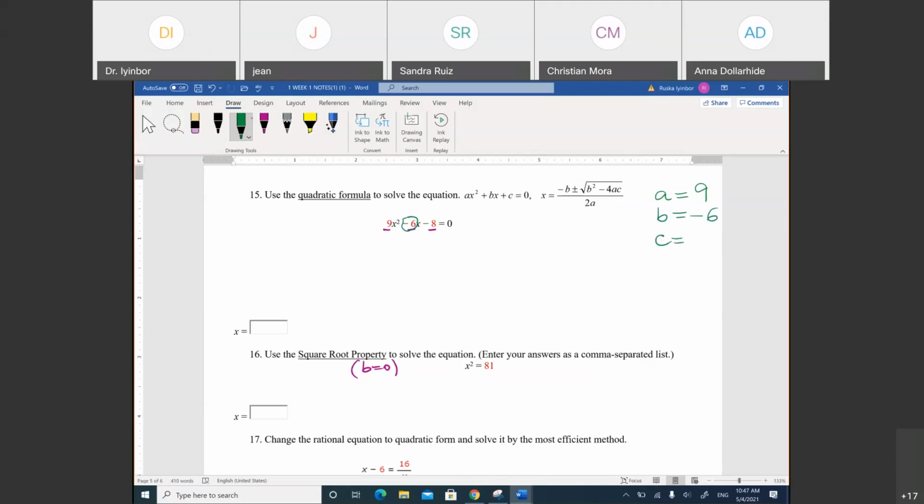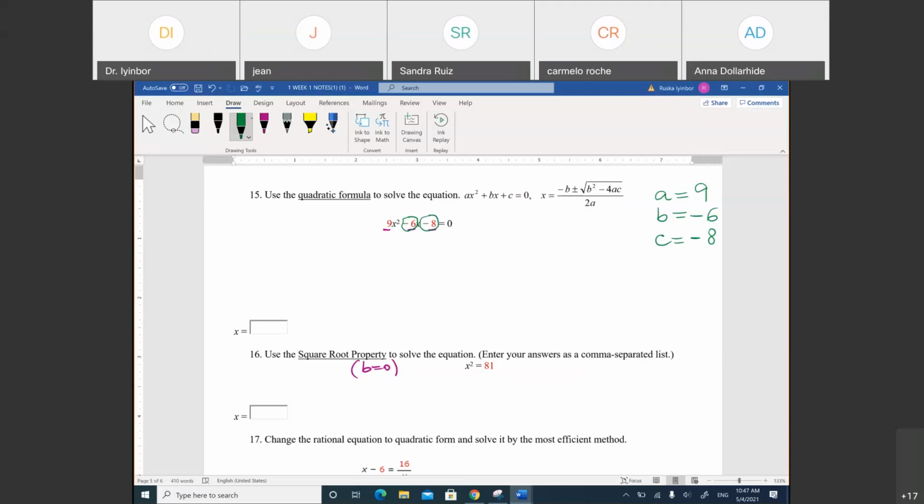8. Is it 8? -8. Always the sign in front, -8. That's right. So we have A is 9, B is -6, C is -8.